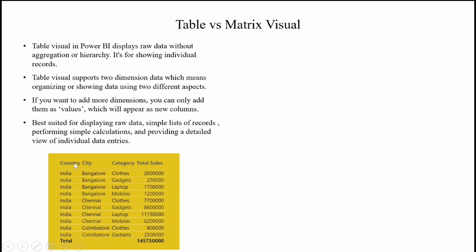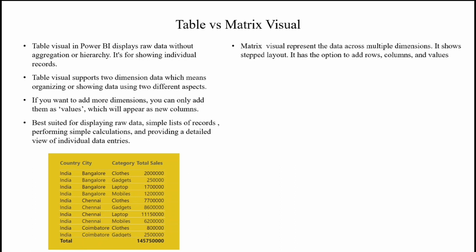In this case, we can use that matrix visual. So first of all, matrix visual represents the data across multiple dimensions and it shows the step layout. I'll explain what is step layout later. In matrix visual, we have 3 options. One is row, column and value. But in table, we have only one option that's called column. We have to add all the fields in that column. That's it. But here we have the 3 things.